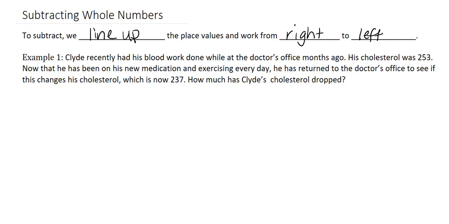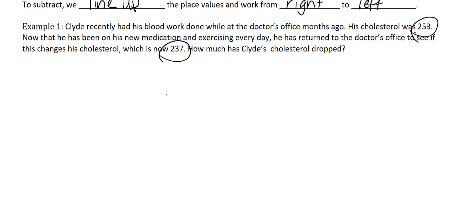So example 1, Clyde recently had his blood work done while at the doctor's office months ago. His cholesterol was 253. Now that he's been on his new medication and exercising every day, he has returned to the doctor's office to see if this changes his cholesterol, which is now 237. So how much has Clyde's cholesterol dropped? So we're going to go ahead and take the 253 and subtract 237 from it. So let's go ahead and do that.